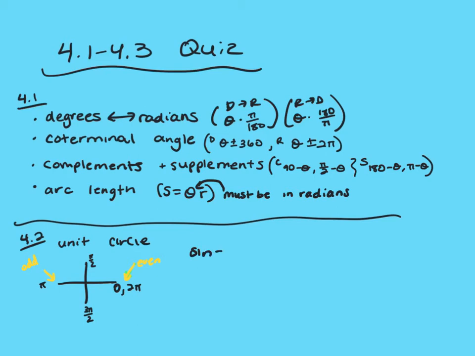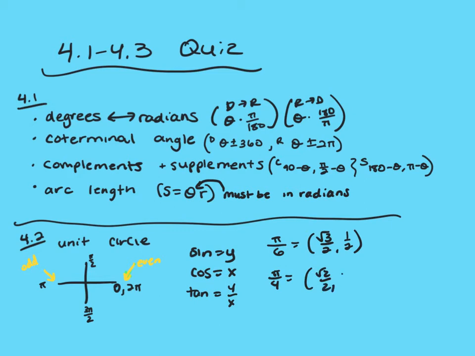The sine is the y, the cosine is the x, the tangent is the y over x. The over 6s were root 3 over 2 and 1/2. The over 4s, root 2 over 2 and root 2 over 2. The over 3s, 1/2 and root 3 over 2. Tangents for those, over 6 is root 3 over 3, over 4 is 1, and over 3 is root 3. And then obviously the signs get changed as I move around my unit circle.